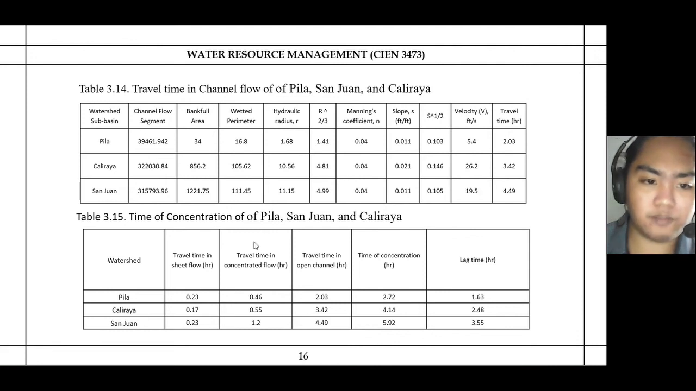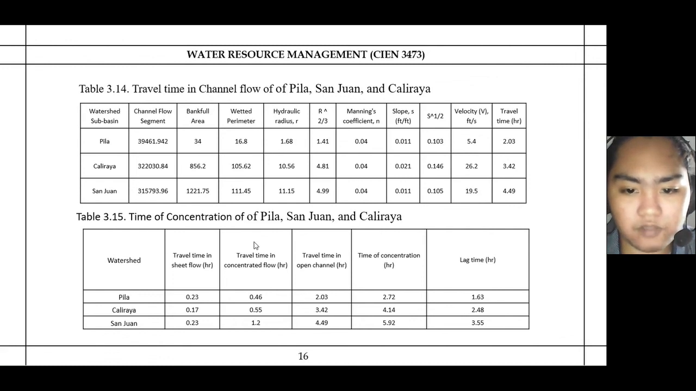For Table 3.15, time of concentration of Pila, San Juan, and Caliraya, they have a total summation of the time of concentration. They have 2.72 for Pila, Caliraya has 4.14, and San Juan has 5.92. Multiplied by the 0.6 lag time, we were able to obtain 1.63, 2.148, and 3.55 for Pila, Caliraya, and San Juan respectively.